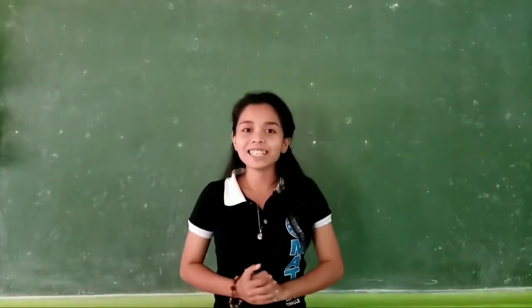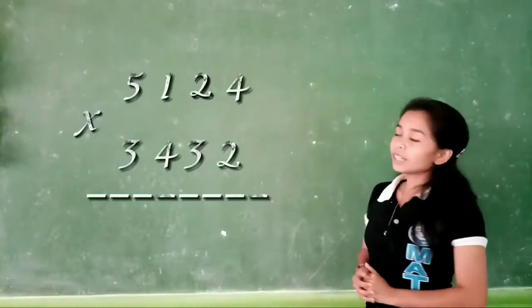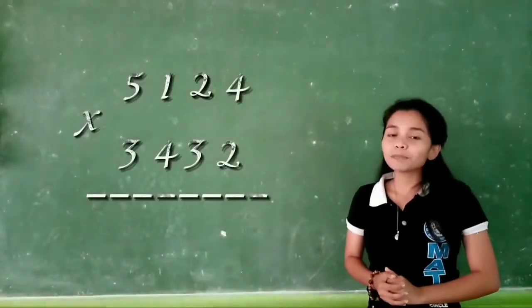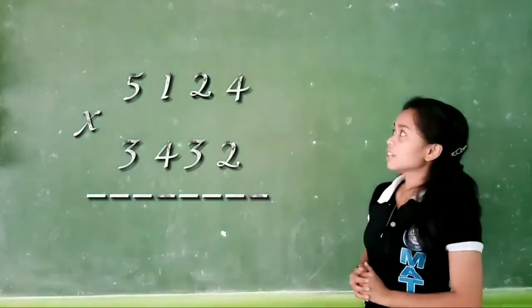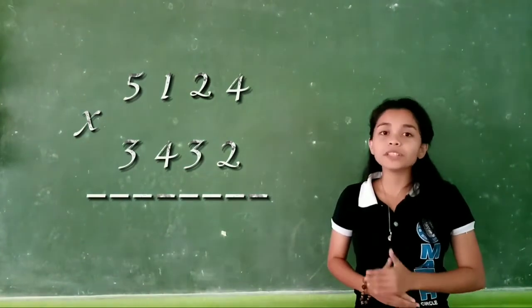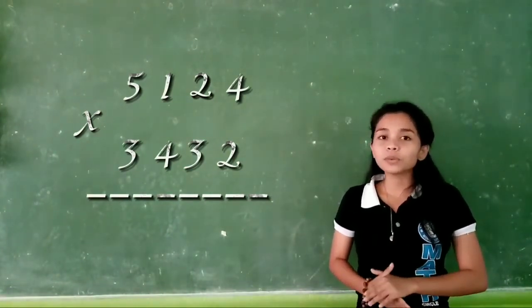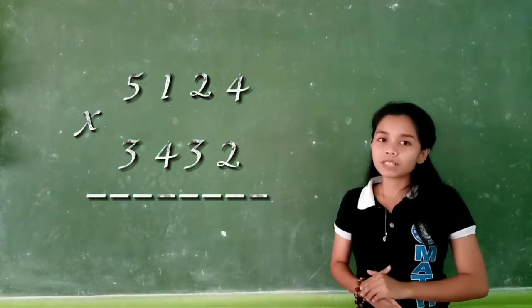Okay, so let's have an example. We have these numbers, 5,124 multiplied by 3,432. But before anything else, let us pair the numbers first according to their places, because that is what we are going to use throughout my discussion.